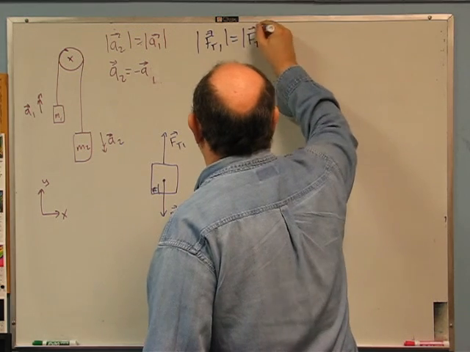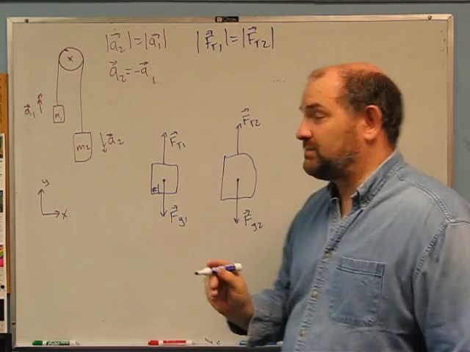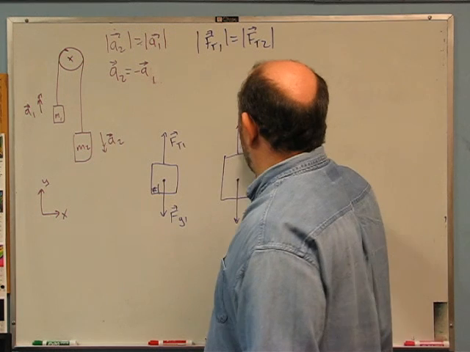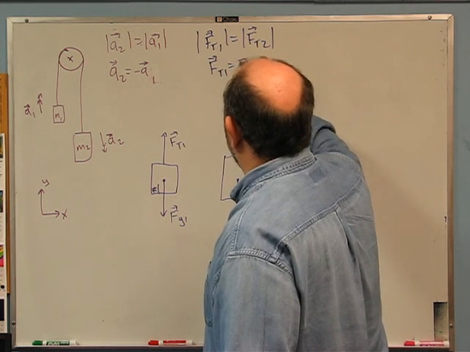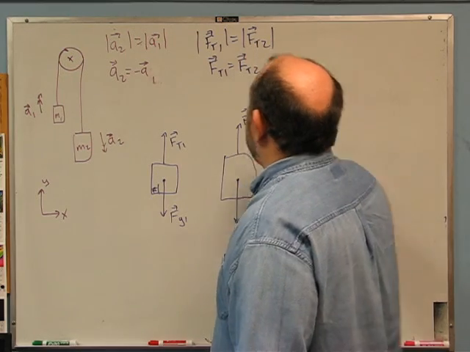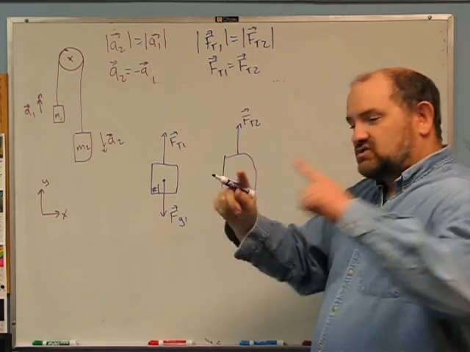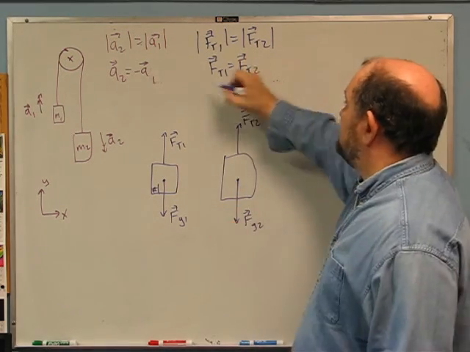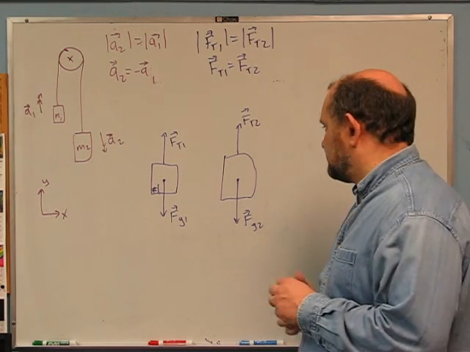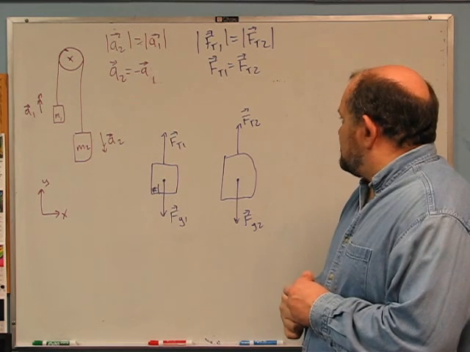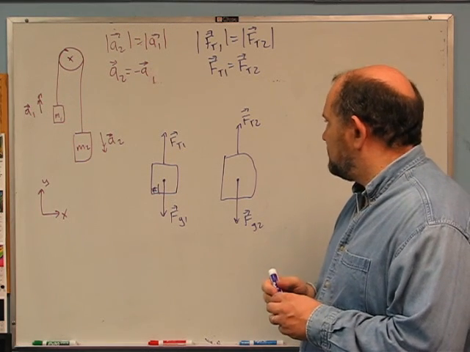And in fact, we can go a step further in this case. This won't in general be true. But notice in this case, both of them are in the plus y direction. So in this case, we know that FT1 equals FT2. That won't in general be true. If the strings are off at different angles, the vectors won't be the same, but the magnitudes will be. That's what it means when we say the tension is the same everywhere along the string. All right, and so now at this point, we have everything we need.